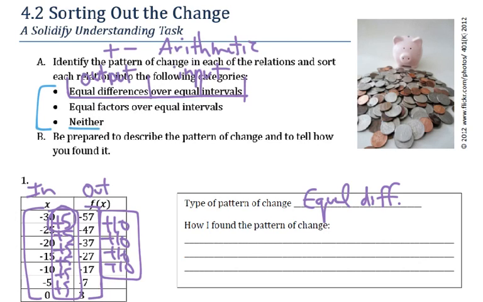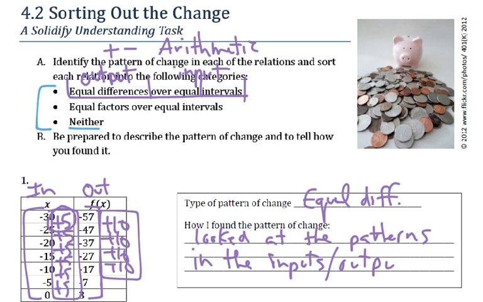How did we find that pattern of change? Well, we looked at the patterns in the inputs and outputs. So that's what it would be like to be equal differences over equal intervals.